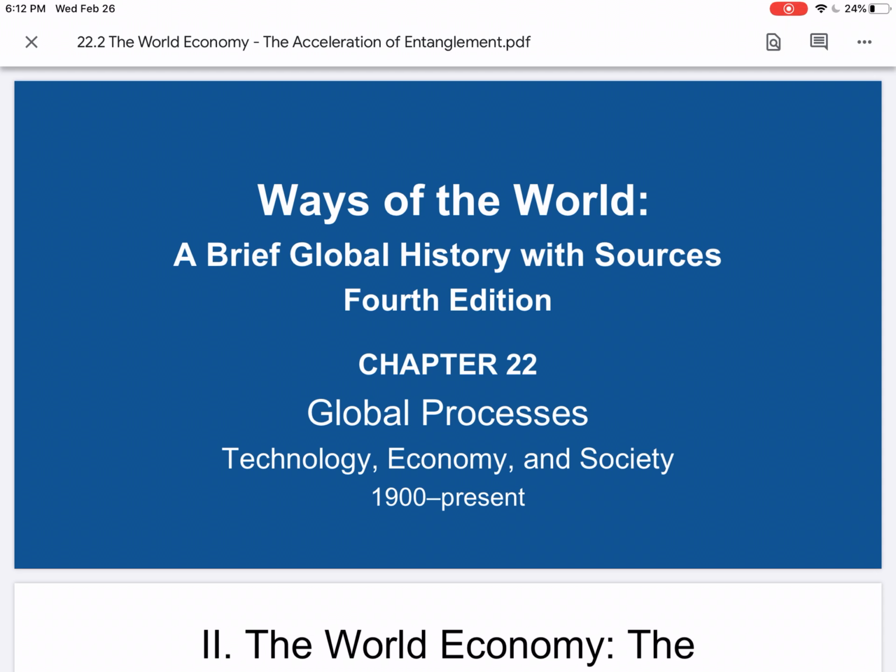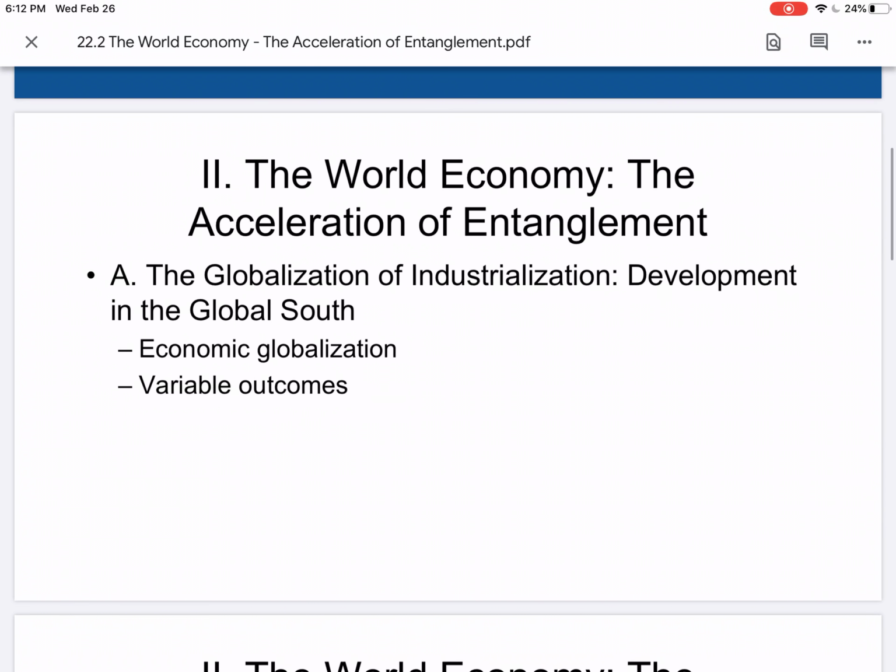We're going to continue our study of global processes, technology, economy, and society with the world economy, the acceleration of entanglement. All right, so let's start with the globalization of industrialization, development in the global south. Economic globalization began in the global south with the spread of industrialization. It's a central priority for government legitimacy.